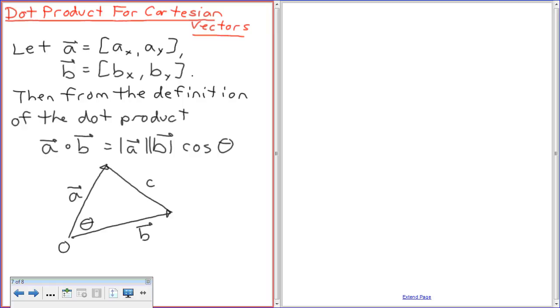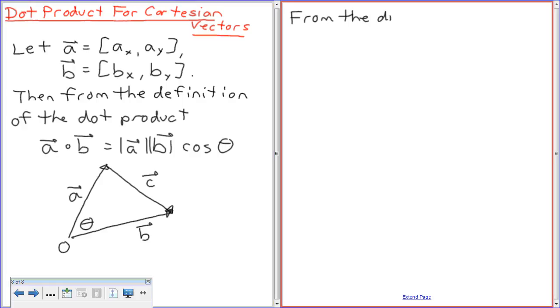This will just be the proof for this. We're going to go through this directly here, okay? Then I'm also going to call a vector C, which, from the diagram, is going to be vector C equals A minus B.